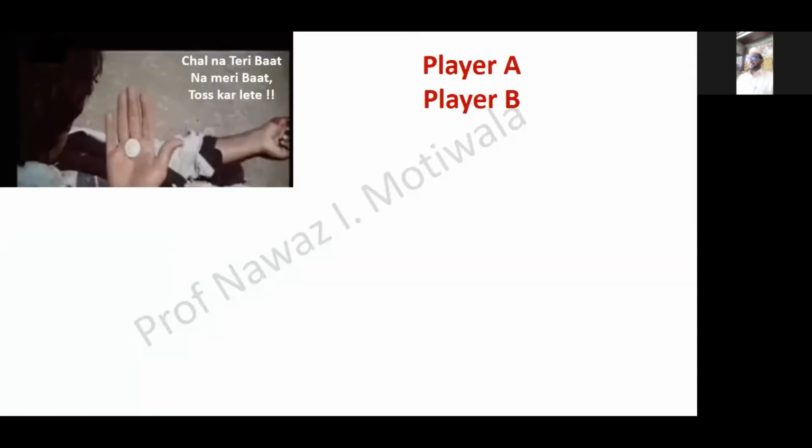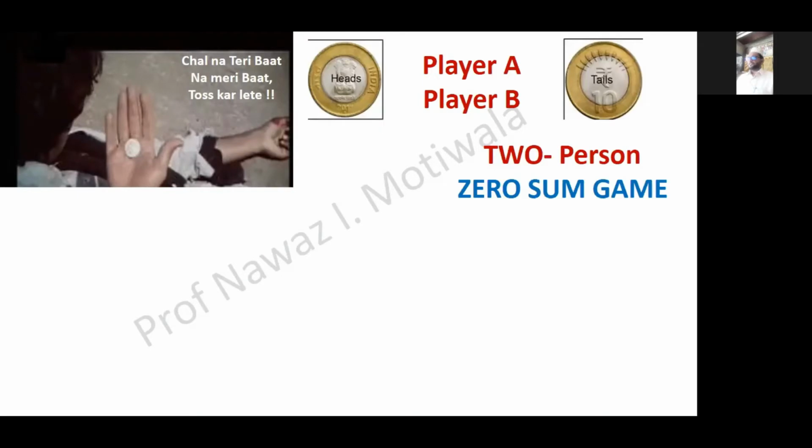Then we had some discussion on the two-player zero-sum game, where we saw that the game played by two players is a zero-sum game because the profit gained by person A is equal to the loss had by person B. So plus and minus becomes 0. Hence it is known as the two-person zero-sum game.